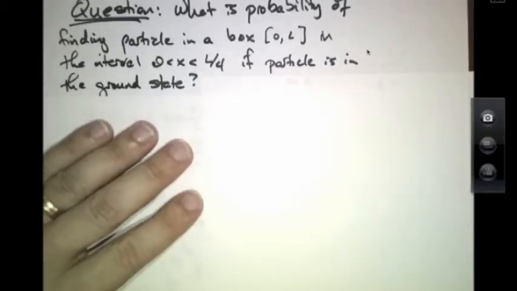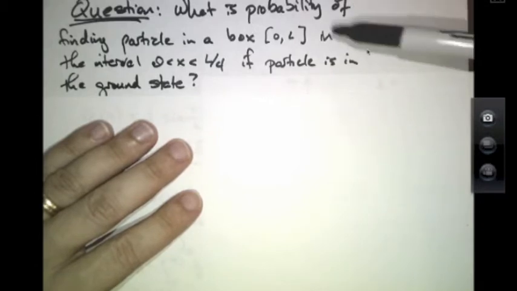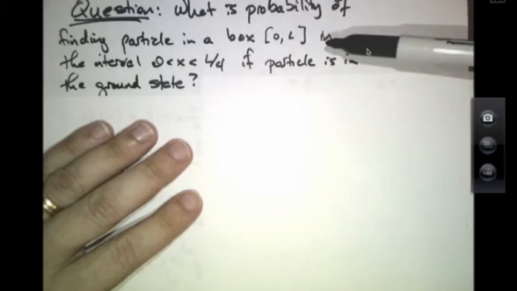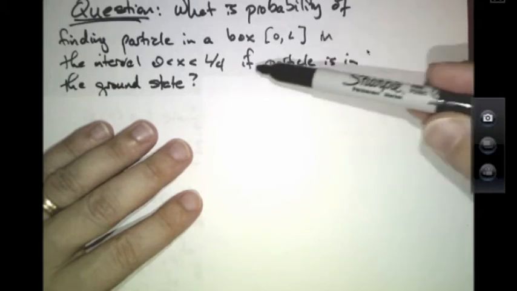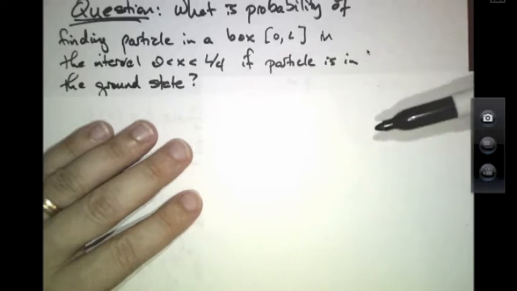So I'd like to try an application of our probabilistic interpretation of the absolute value of the wave function squared and do a simple calculation which sort of shows the method. For this particular example, we'll ask the question, what's the probability of finding a particle in a box where the box goes from 0 to L to be in the specific subinterval 0 to L over 4 if the particle happens to be in the ground state?